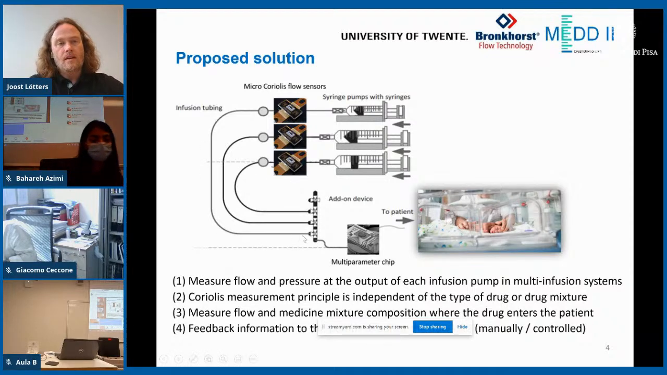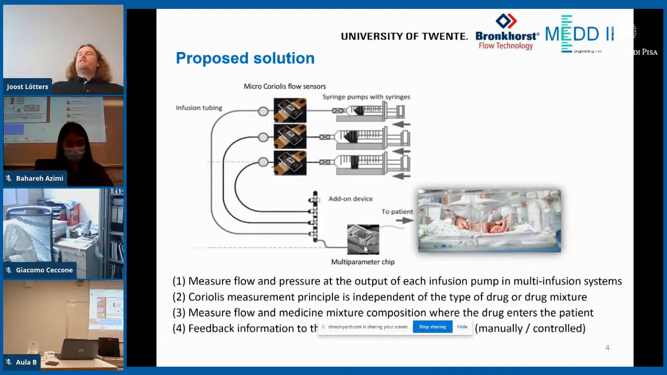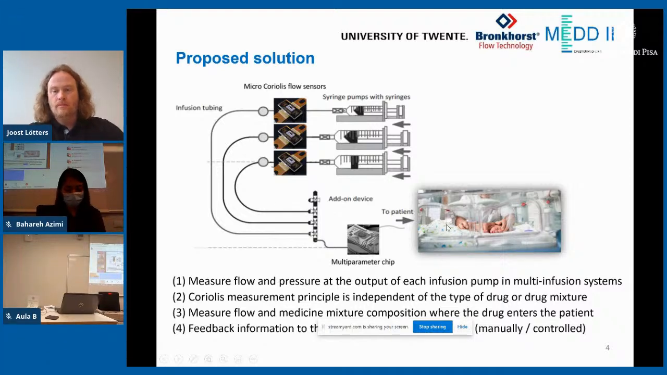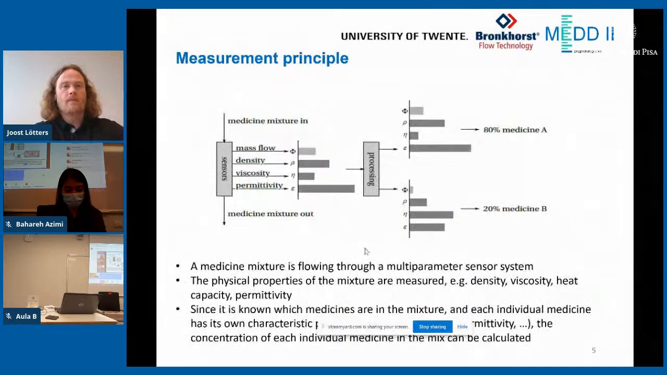Then these 3 lines add here in the mixing block. From the mixing block, the mixture goes through the multi-parameter chip, where we can check whether all the necessary drugs are inside the mixture. Are there not too much? Are there not too little? And then it's provided to the patient. In case anything goes wrong, this multi-parameter chip gives out signals. This provides feedback information, so maybe a nurse can adjust the syringes manually, or maybe later on we can do it in a controlled way.